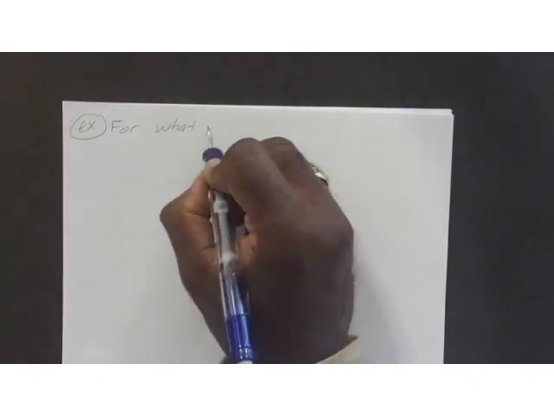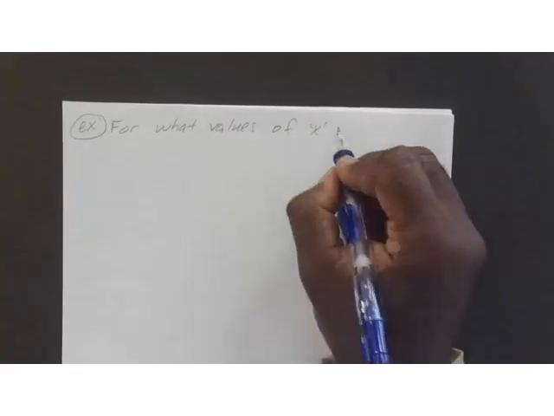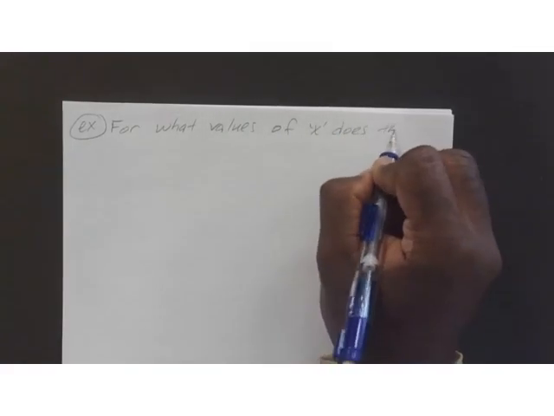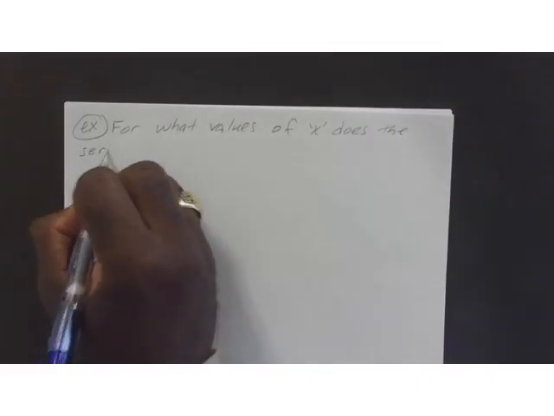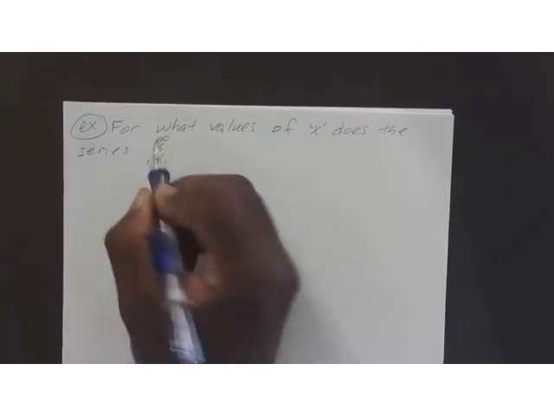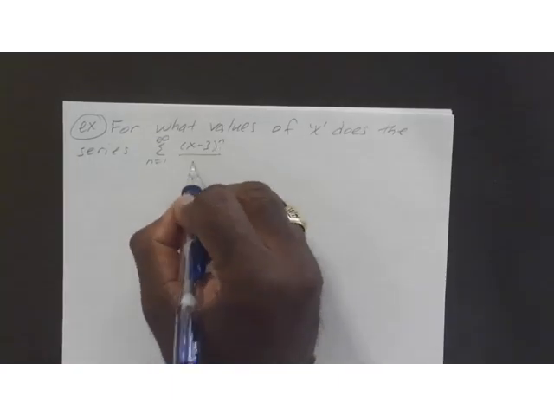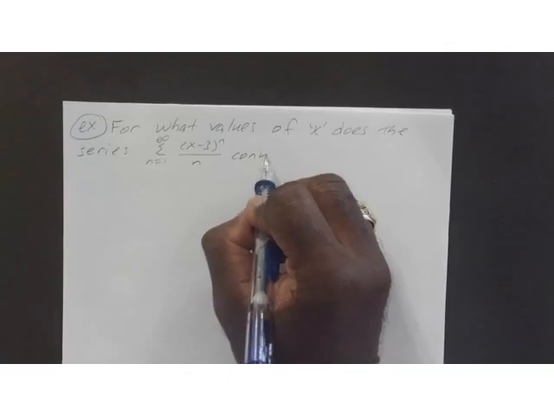All right. So let's say, for example, if we want to find out for what values of x does the series, the sum from n equals 1 to infinity, x minus 3 to the nth power divided by n converge.